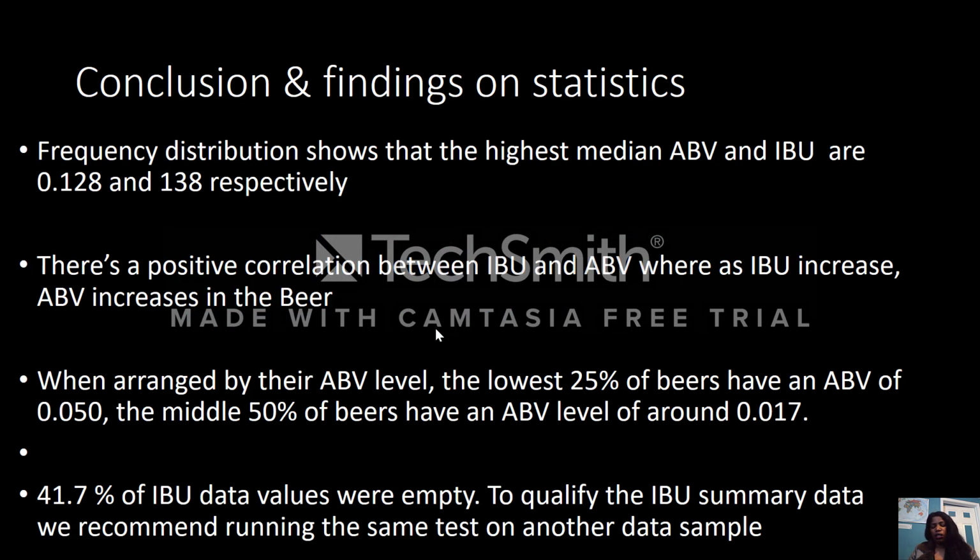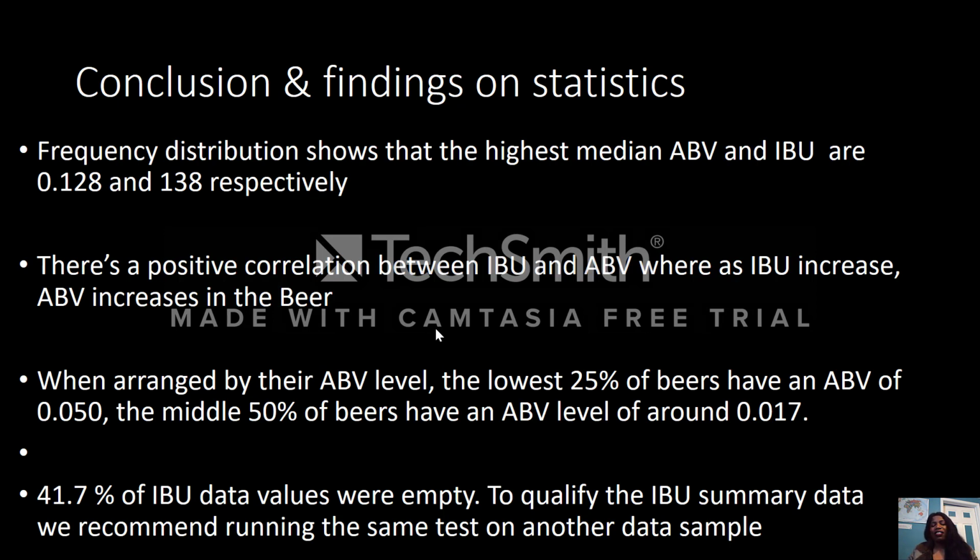So, in conclusion, our findings show that the highest ABV is 12.8%, and the highest IBU is 138. There is a positive correlation between IBU and ABV, which means that as IBU increases in beer, the ABV tends to be higher as well. We also ran a test that puts all the values of the ABV in order from the lowest to the highest.